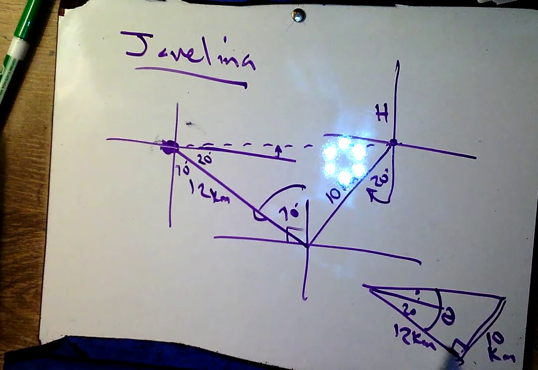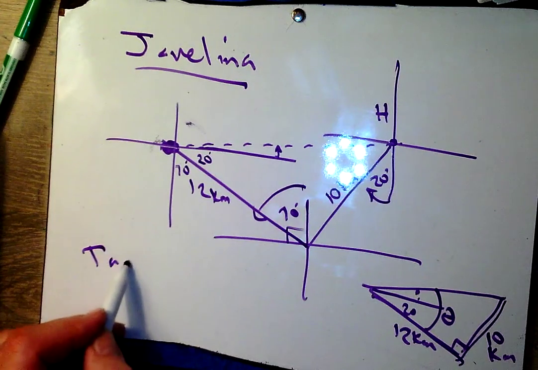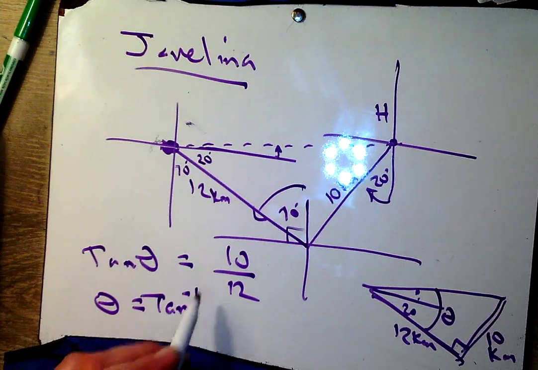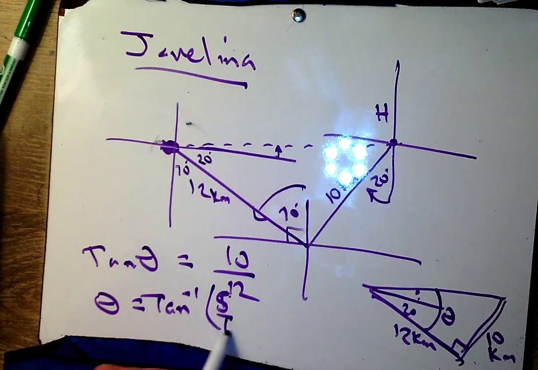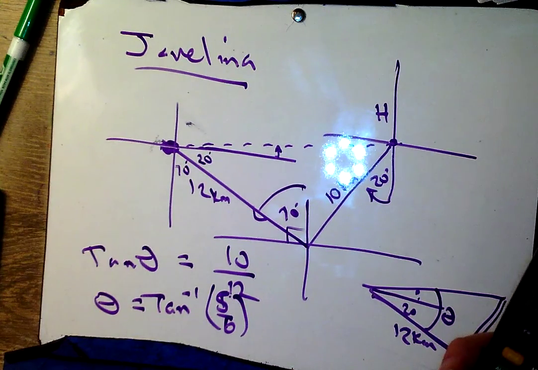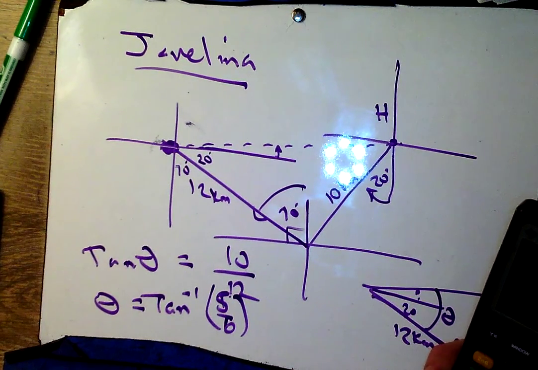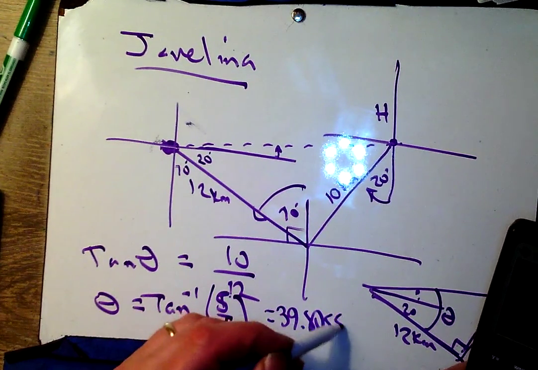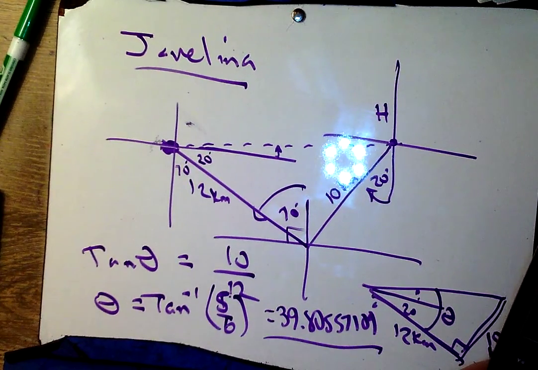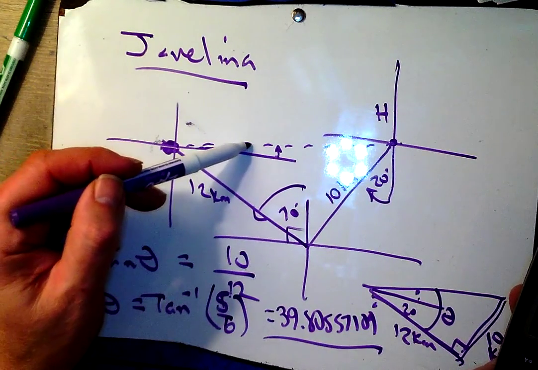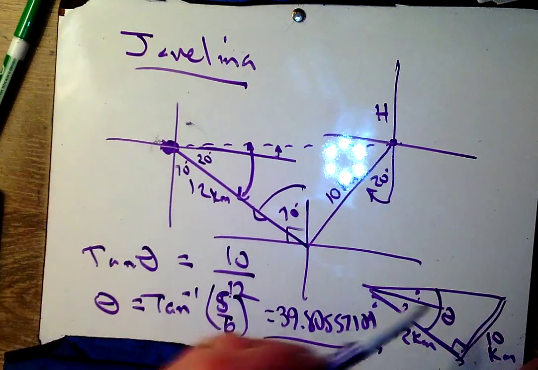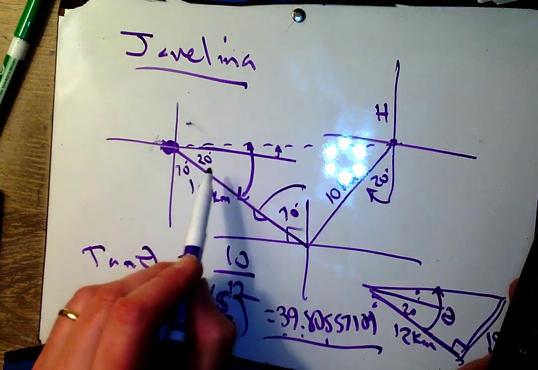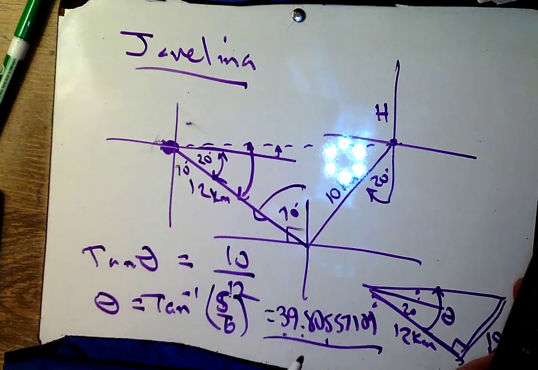Sure. Opposite, adjacent, it's tangent. Tangent theta equals 10 over 12. So theta is going to be tangent inverse of 10 over 12, or 5/6. Let's see what we get. Inverse tangent of 5 divided by 6, and I get 39.8055719 degrees. So this angle is 39.805, and this part is 20.